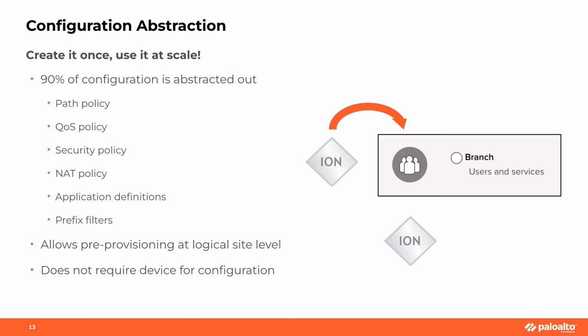Some of the elements that can be pre-configured are path policy, QoS policy, security policy, and zone-based firewall rules, NAT policy, application definitions, and prefix filters. And we're going to be going over those in more detail in the upcoming slides.